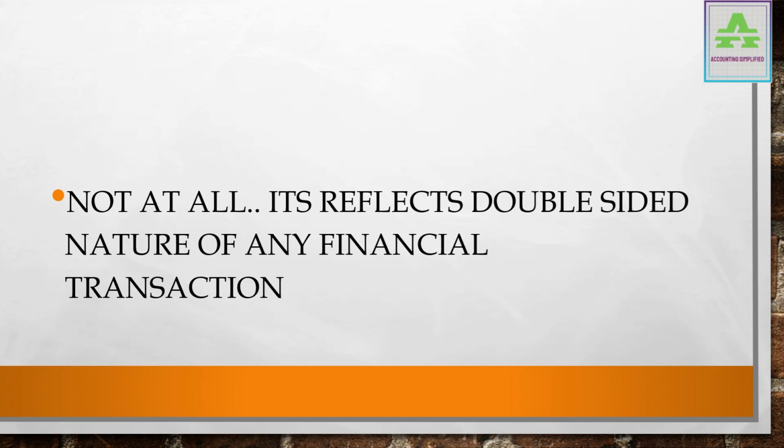Suppose in any transaction we are debiting some amount, for example 1000 rupees, so we have to credit 1000 rupees, right? So it reflects the double-sided nature of any financial transaction. It's a duality. Because of duality, it's a debit and credit. It's not good, not bad, not plus, not minus.